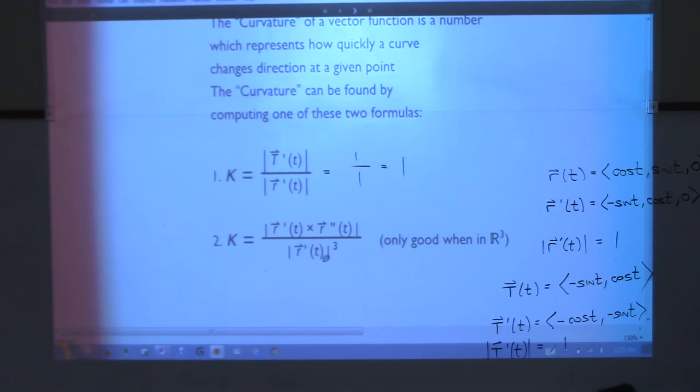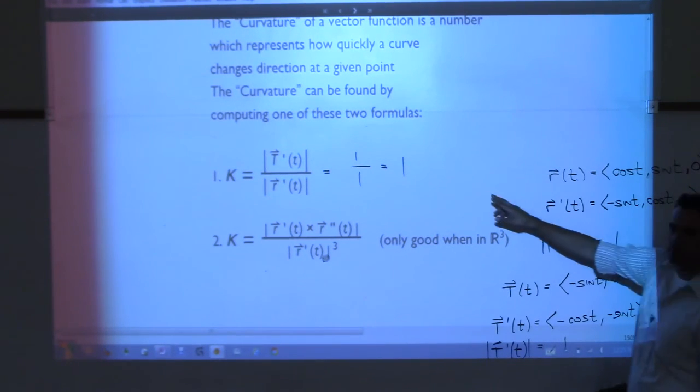Anybody working on the first formula that has not got 1 yet that needs help? On the first, using the first one to get 1? Yeah?